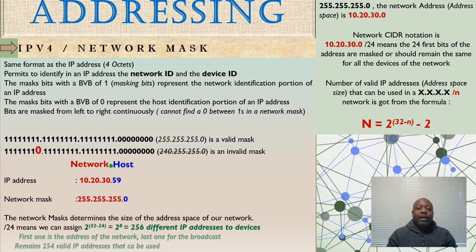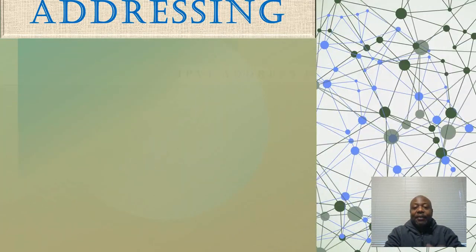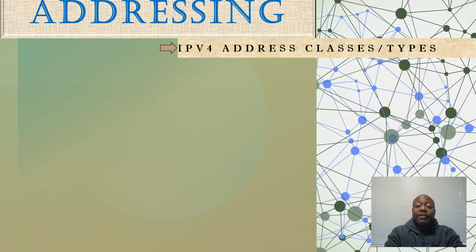Based on this formula, we can see that the number of IP addresses here is 256, but the number of valid IPs is 256 minus 2. That makes 254 IP addresses that we can give to devices.